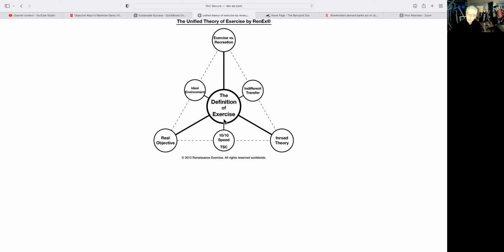The definition of exercise I talked about already, and then real objective versus the assumed objective. Another thing that causes confusion is people go into the gym and they think that their objective is to lift so much weight so many times. And that's really the secondary objective, because the real objective is to use the weights to fatigue the muscles, not for your muscles to lift the weights.